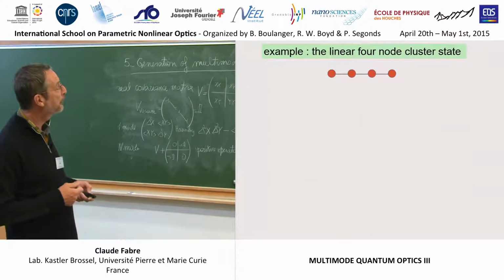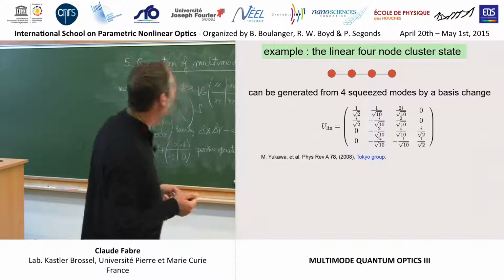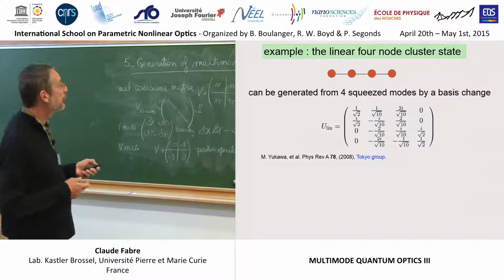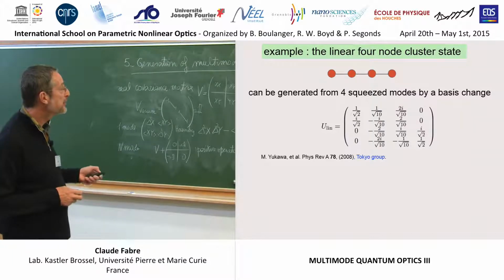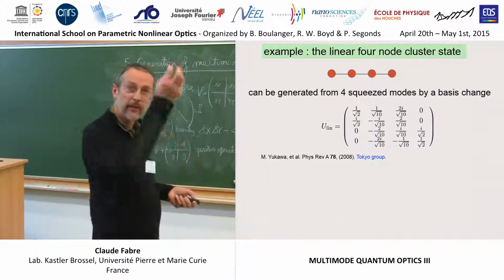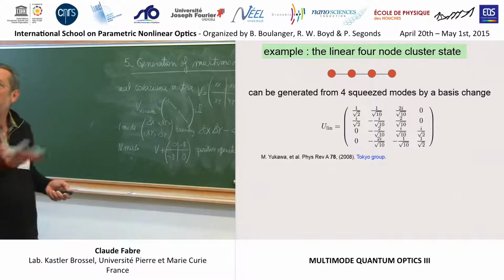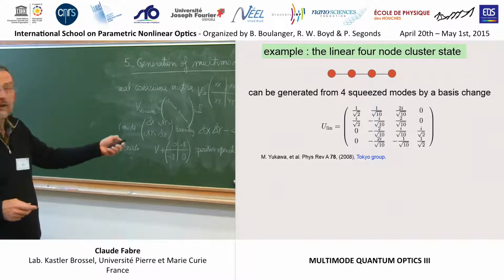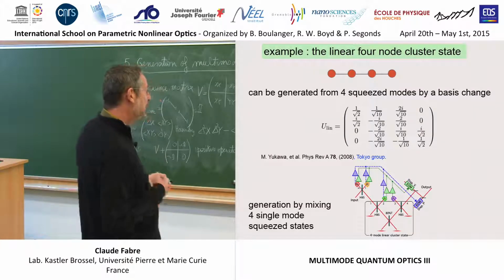For example, this 4-node cluster state is a popular one. It has been shown that it is produced from 4 squeezed modes, independent squeezing, by a linear transformation. So this is a basis change that you apply to the squeezing, and then it gives you entanglement, the right entanglement that corresponds to this kind of topology. So people do that usually.